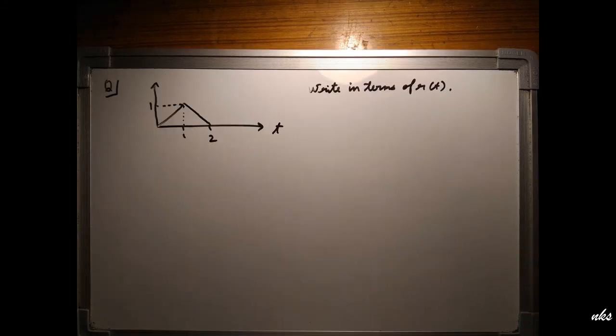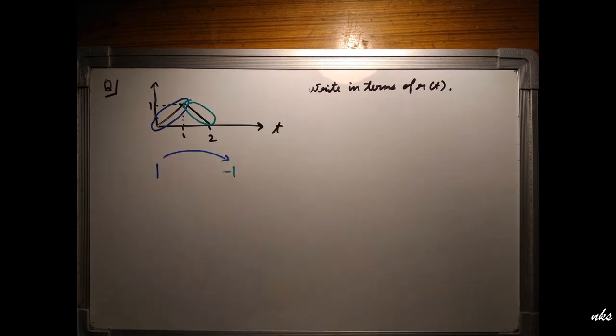Let us see another question. Here I can see there are two ramp signals. Let us do it by shortcut. The slope of this one is 1. The slope is now changed to minus 1. So what do I have to do to get minus 1? I have to subtract minus 2.